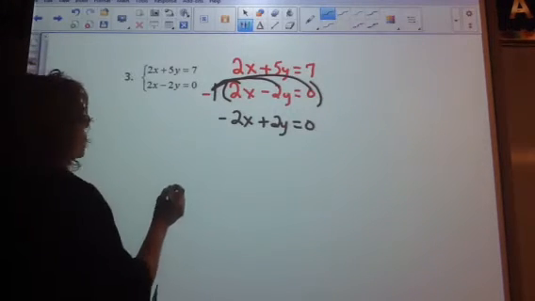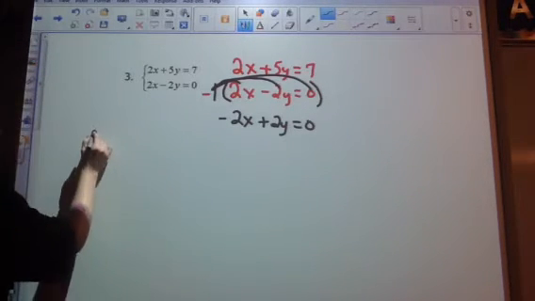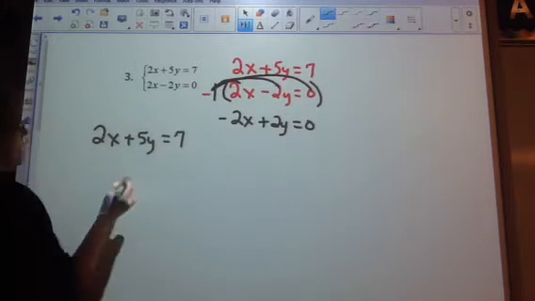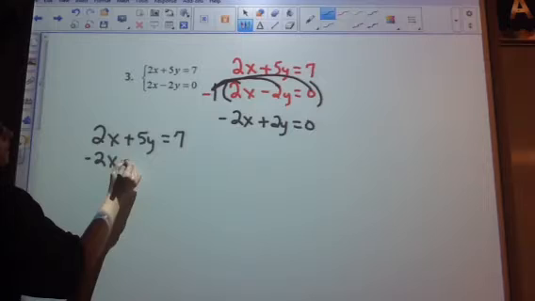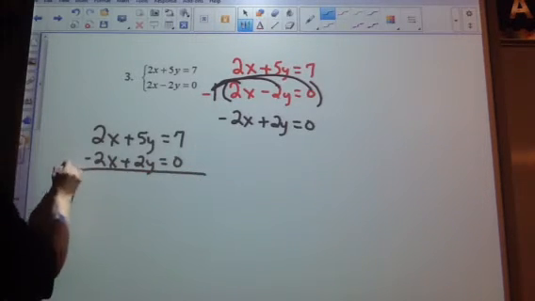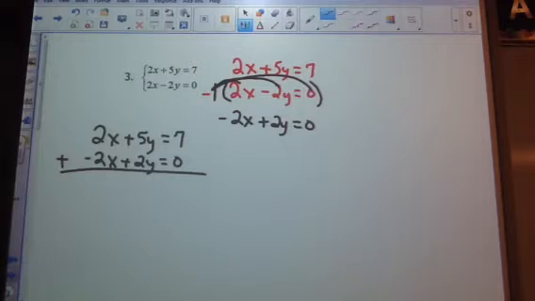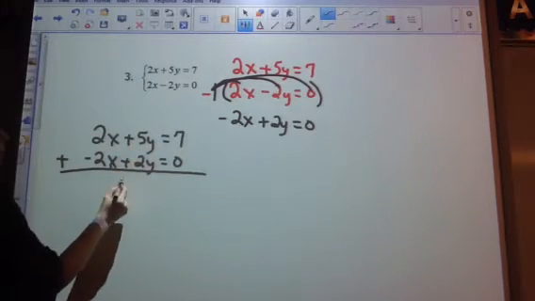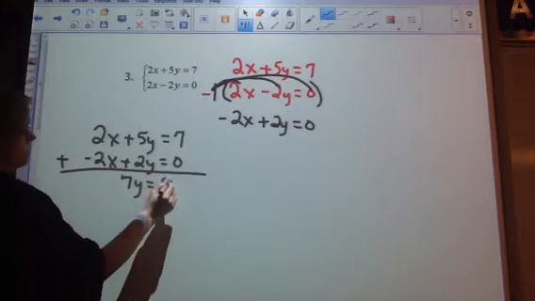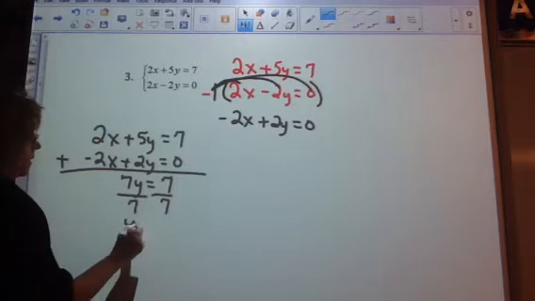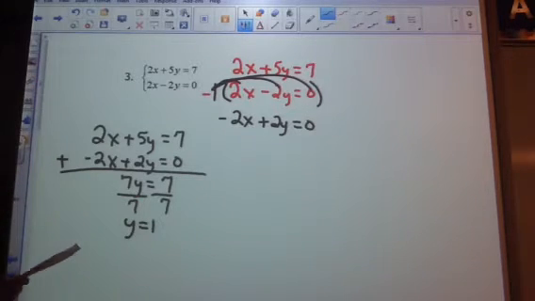So what we're doing on this one, let me move over here, is we've got our first equation and our second equation. And we are now adding. So these cancel out. They're opposites. So 5 plus 2 is 7. Therefore, y is 1.